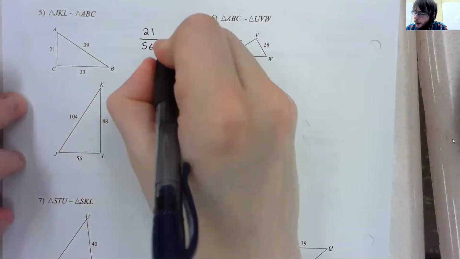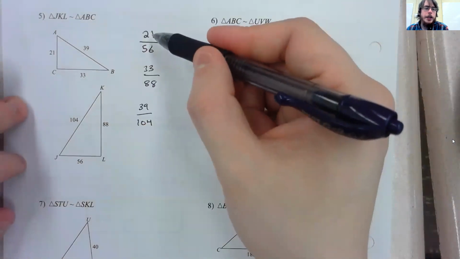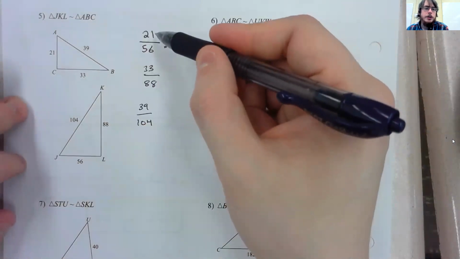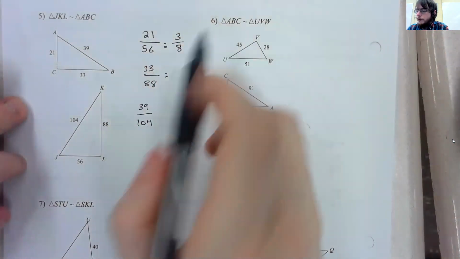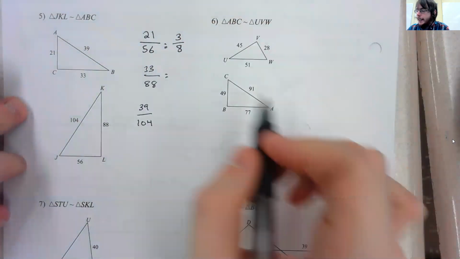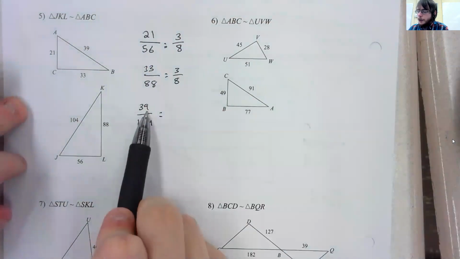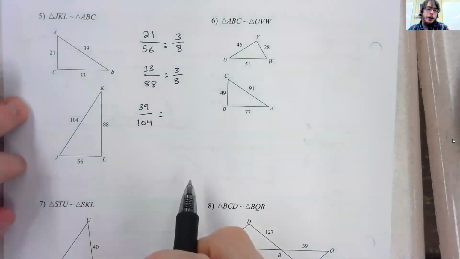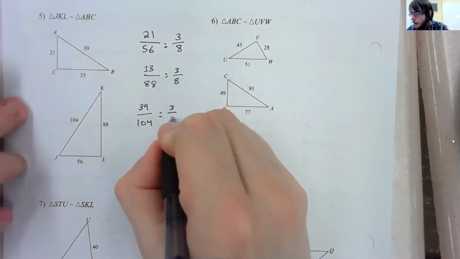Okay. If we simplify these, you can divide both of these by 7. So you divide both of these by 7 and you will get 3 over 8. You can divide both of 33 and 88 by 11 and you'll get 3 over 8. And you can divide 39 and 104 both by 13. And when you do that, you get 3 over 8.